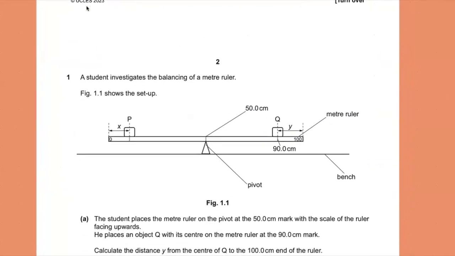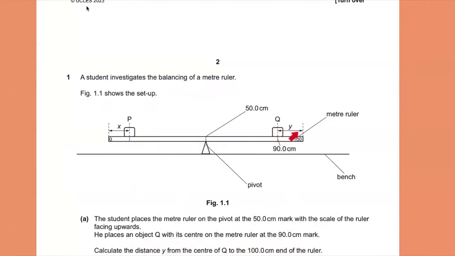So first off, question number one. A student investigates the balancing of a meter ruler. Figure 1.1 shows the setup. You have a load placed on either end of a meter rule and it's pivoted at the 50 cm mark, with the scale of the ruler facing upward, so basically it's laid flat with its markings on the top surface. He places an object Q with its center on the meter ruler at the 90 cm mark. Calculate the distance y from the center of Q to the 100 cm end of the ruler.